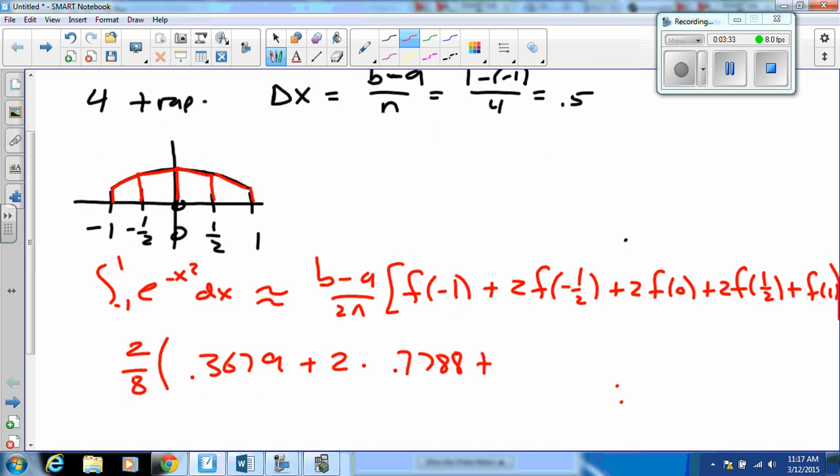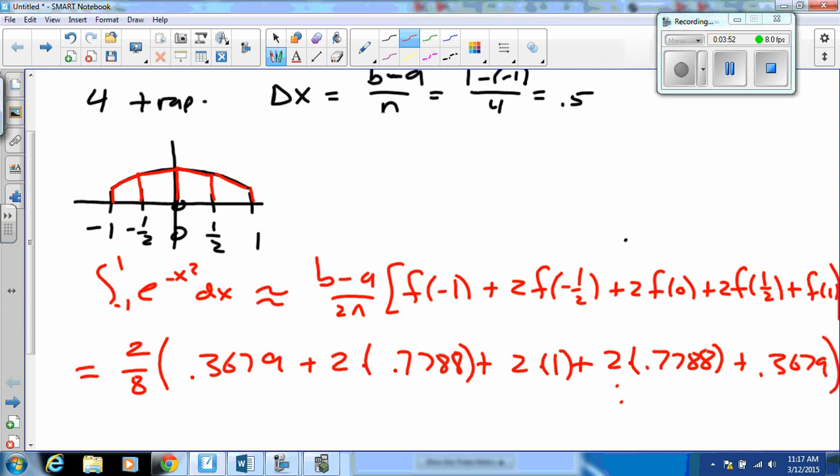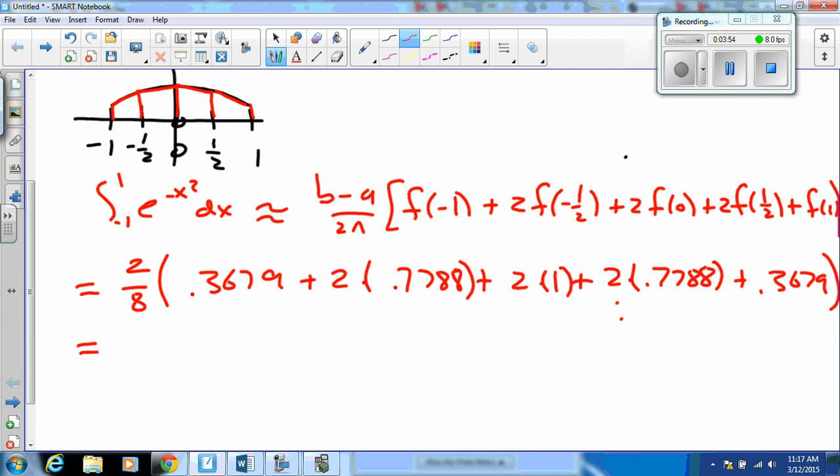And continuing in that way, I find that f of 0 is 1, and f of 1/2 is 0.7788. Use parentheses so that I don't get those confused with decimal points. And f of 1 is 0.3679. Now, how to evaluate this expression? Well, I just punch it directly into the calculator.